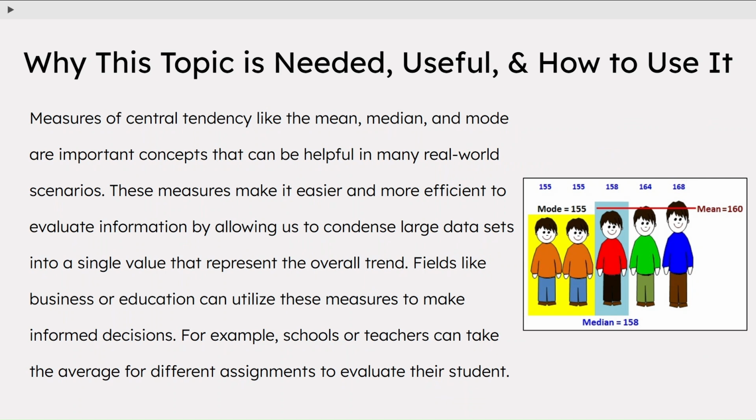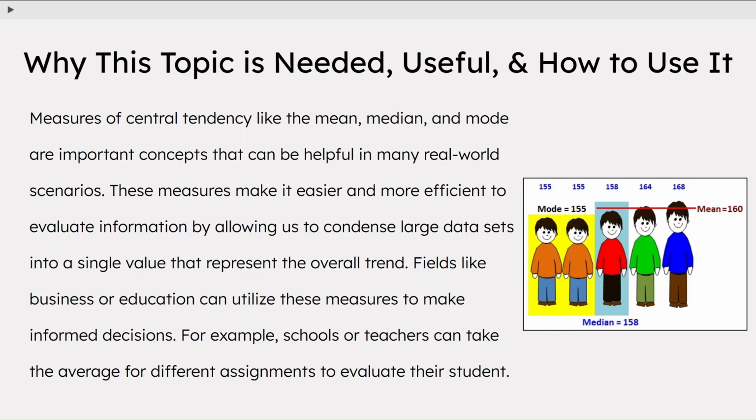Why this topic is needed, useful, and how to use it. Measures of central tendency, like the mean, median, and mode, are important concepts that can be helpful in many real-world scenarios. The measures make it easier and more efficient to evaluate information by allowing us to condense large data sets into a single value that represents the overall trend.